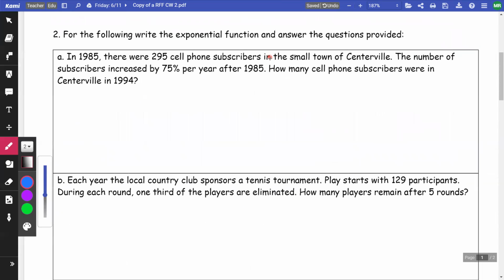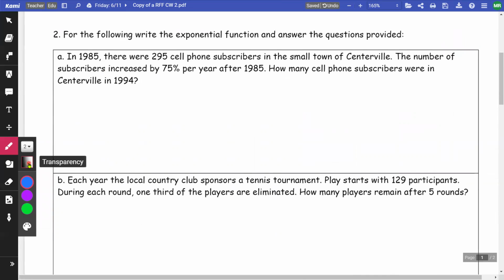Okay, so on this, in 1985, there were 295 cell phone subscribers in the small town of Centerville. The number of subscribers increased by 75%. So this is increasing per year after 1985. How many cell phone subscribers were there in Centerville in 1994?